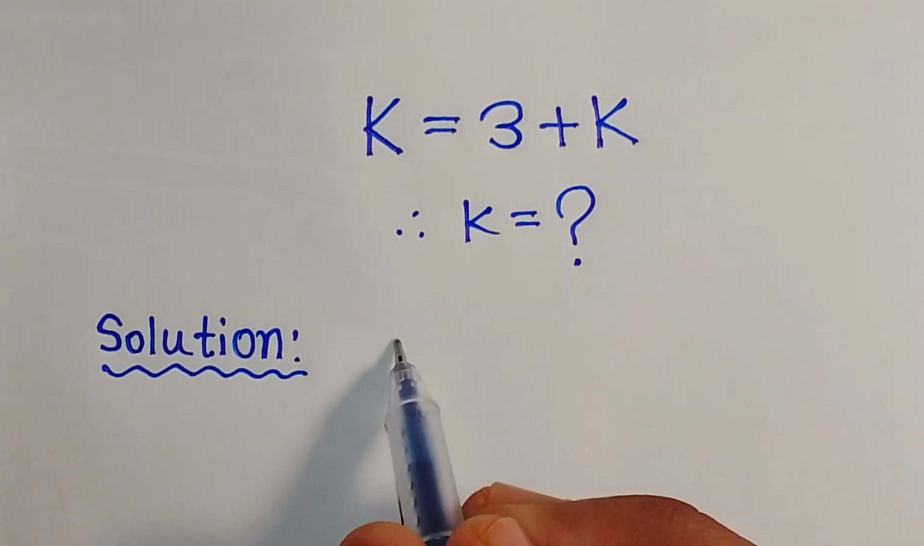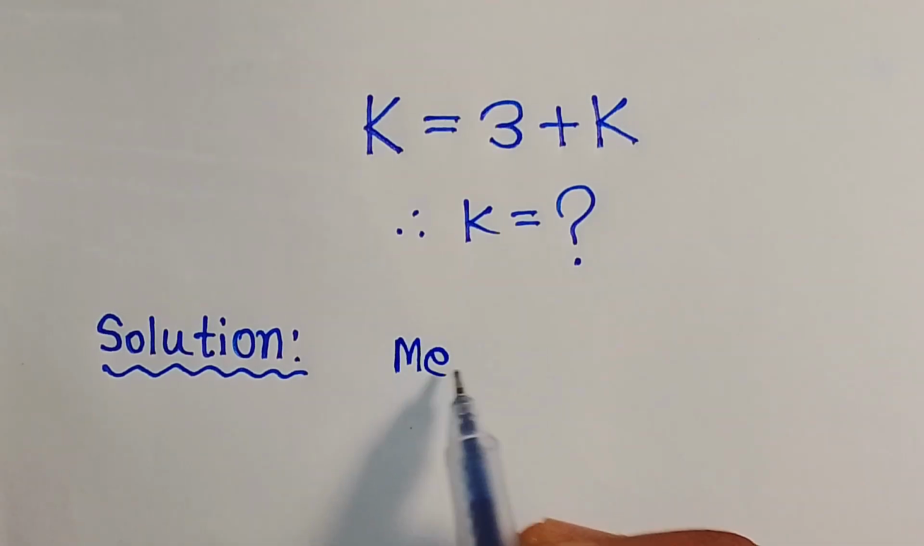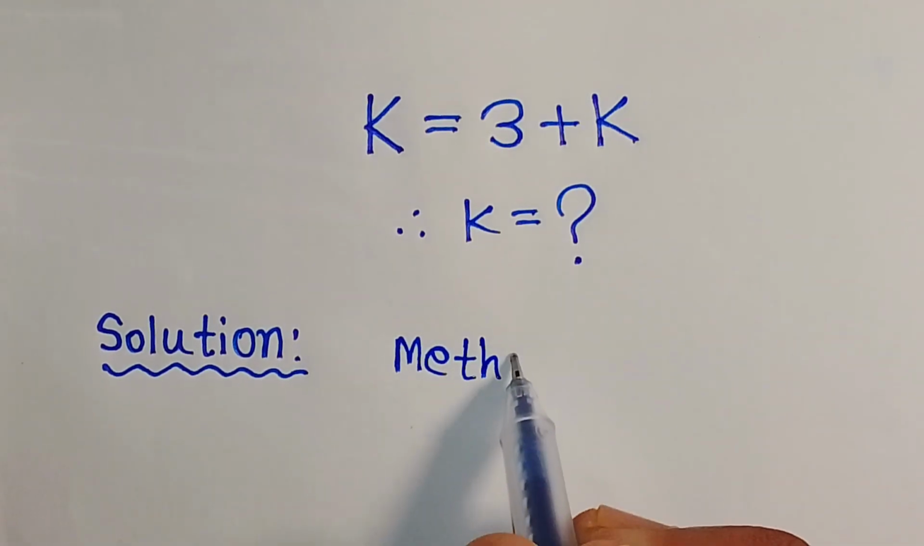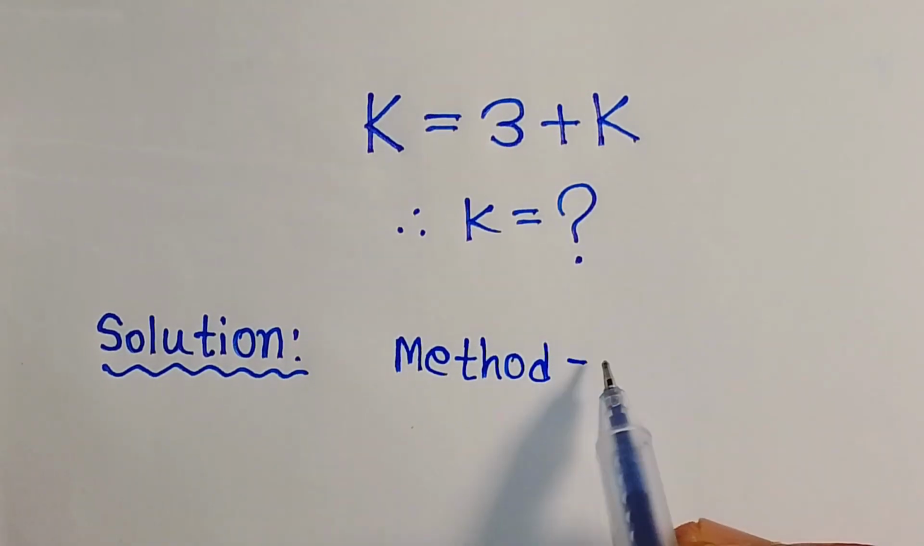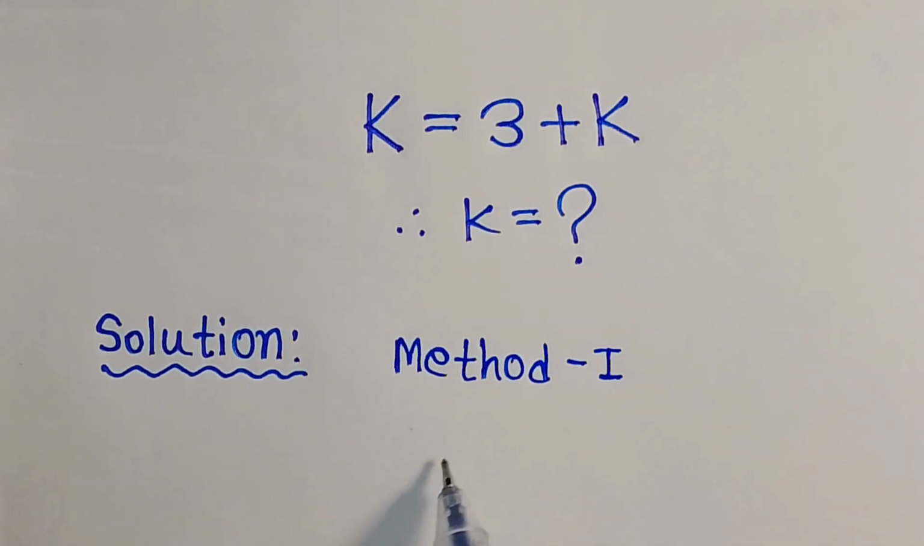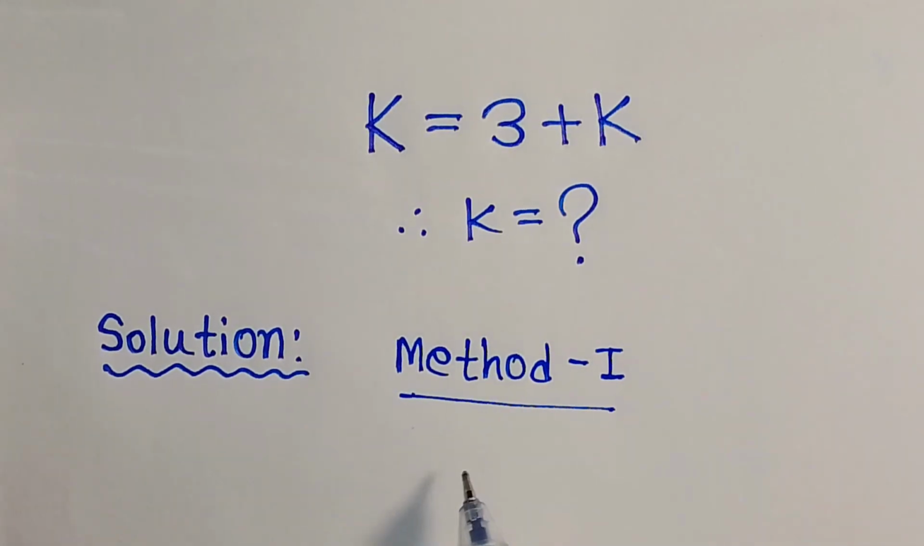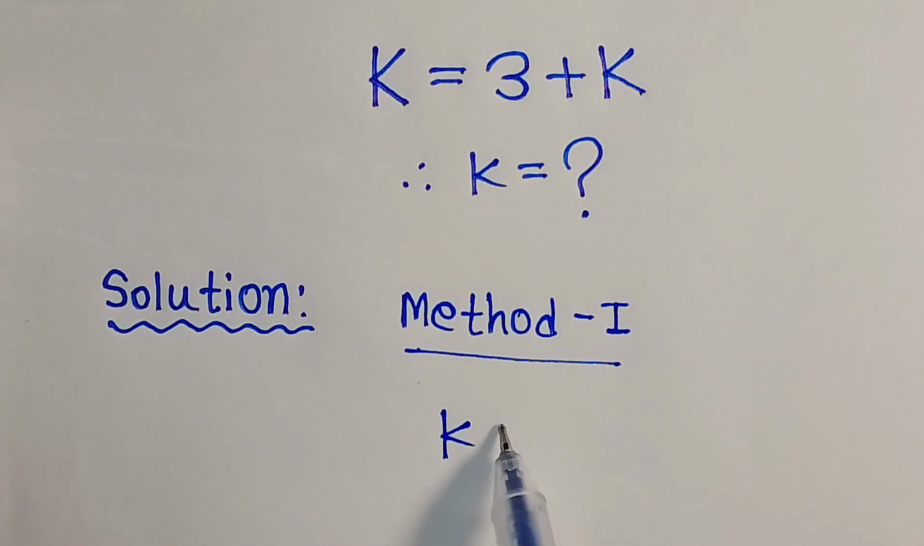Today we'll solve this viral math Olympiad algebraic exponential equation. |k| is equal to |3 + k|. Then what's the value of k?